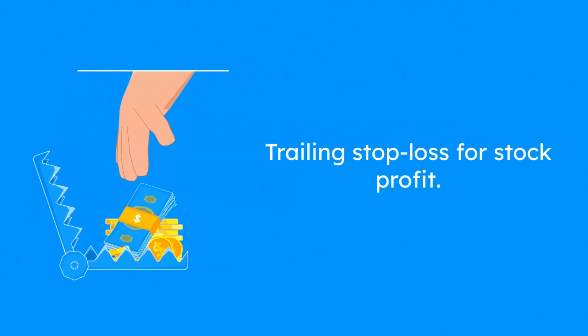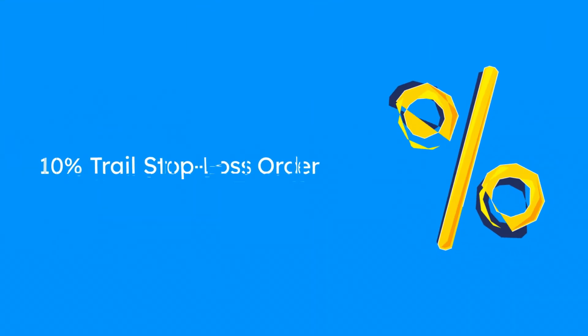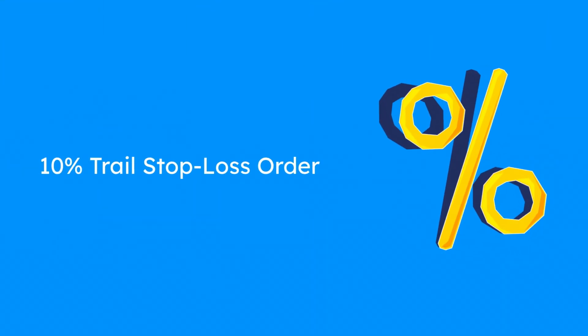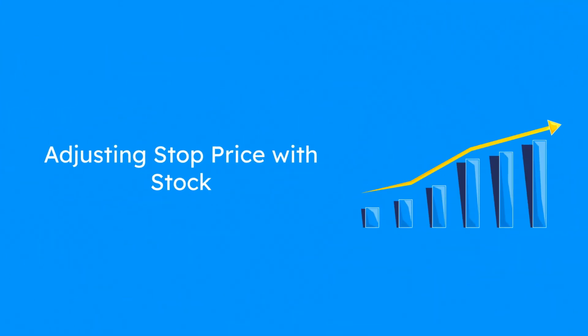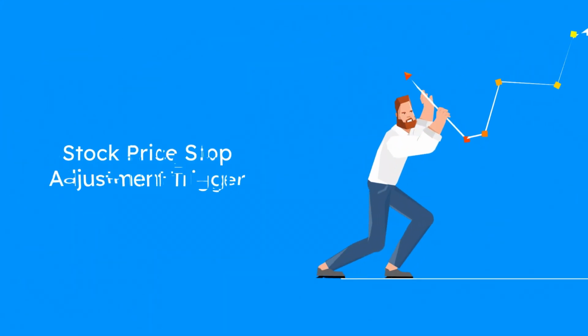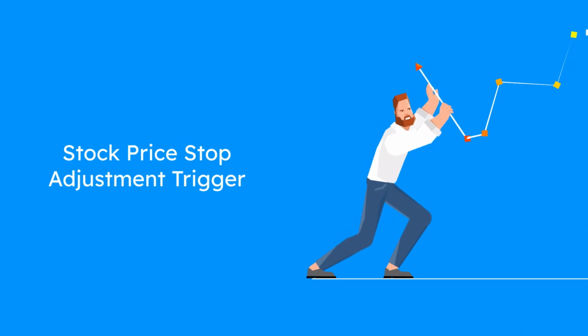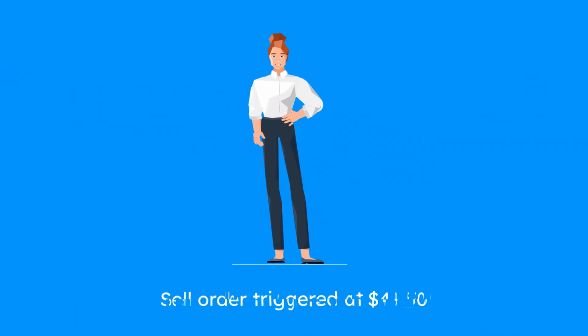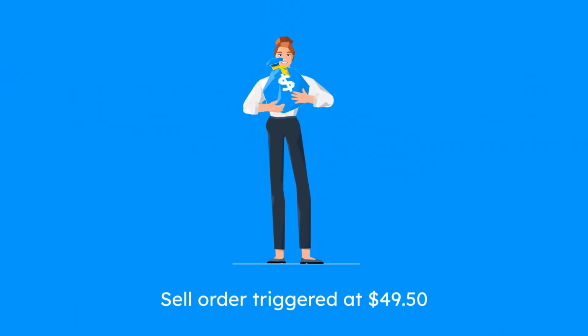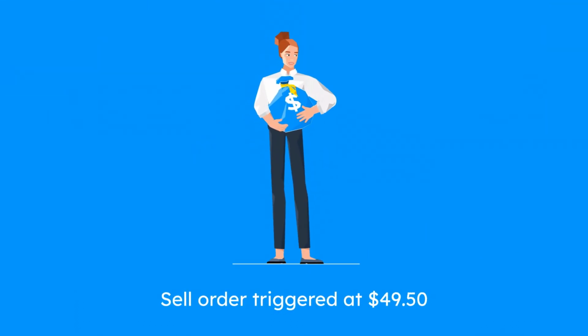Trailing stop-loss for profit protection. You invest in a stock at $30 and it rises to $50. You set a trailing stop-loss order with a 10% trail. As the stock price rises, the stop price adjusts accordingly. If the stock price reaches $55, the stop price moves up to $49.50. If the stock then falls to $49.50, the order is triggered and you sell, locking in a significant profit.